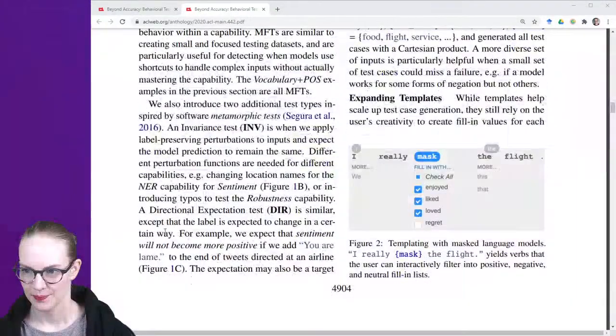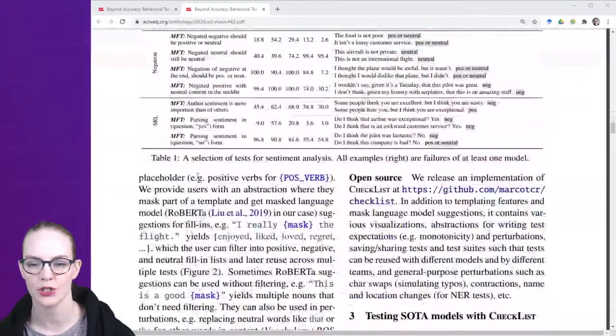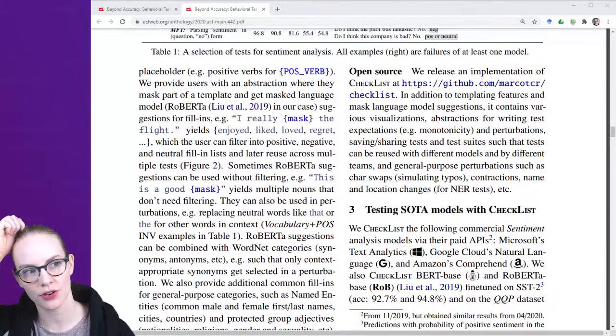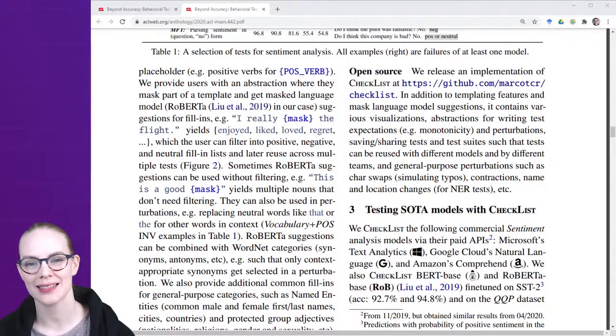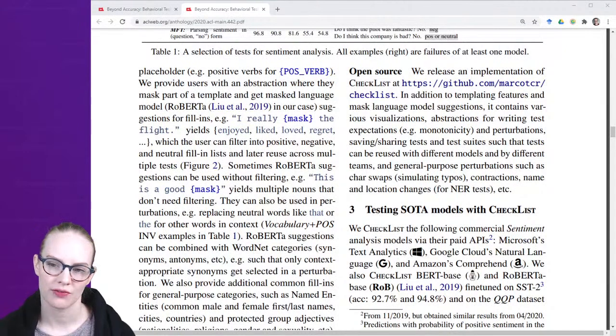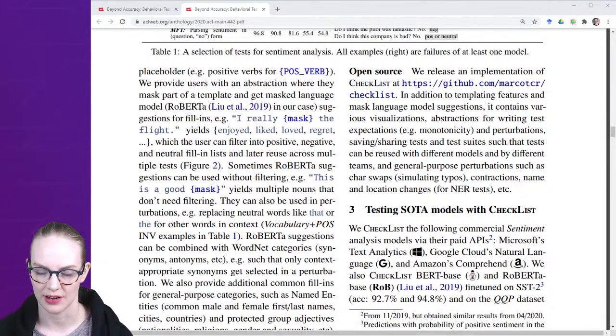Expanding templates. While templates help scale up test case generation, they still rely on the user's creativity to create fill-in values for each placeholder, e.g. positive verbs for {positive verb}. We provide users with an abstraction where they mask part of a template and get masked language model suggestions for fill-ins, and they used RoBERTa, e.g. "I really {mask} the flight" yields enjoyed, liked, loved, regret, etc., which the user can filter into positive, negative, and neutral fill-in lists and later reuse across multiple tests. Oh, that's really interesting.